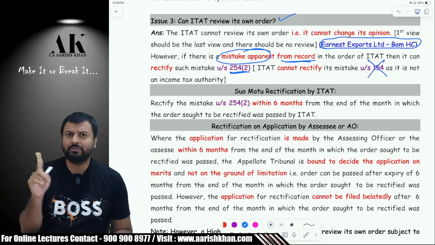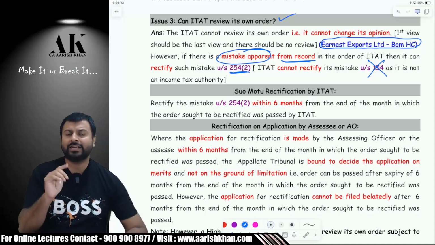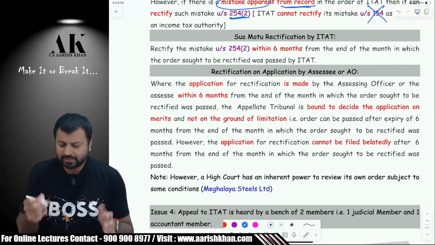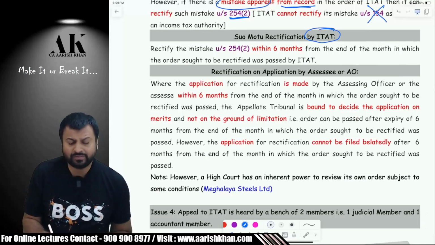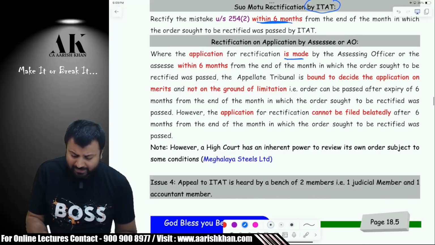I have told you sometime before, because 154 only covers what? 154 only covers mistake apparent from record made by the income tax authority, and ITAT is not an income tax authority. Now, ITAT will make a rectification within how much time? That depends. If ITAT is suo motu making a rectification, it will make the rectification within 6 months from the end of the month in which the order sought to be rectified was passed. And if the assessee is making an application, then it will rectify within 6 months from the end of the month in which the order sought to be rectified was passed.